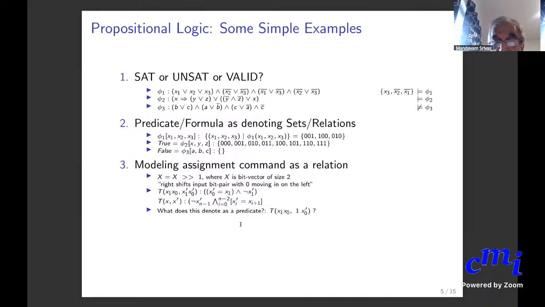What does this denote? If I take this predicate, anybody? Here I've instantiated x1 prime to be 1. What does it mean to ask this question? What does this denote as a predicate?